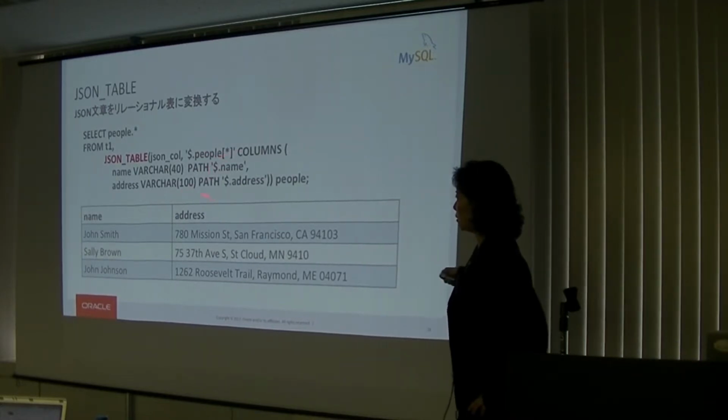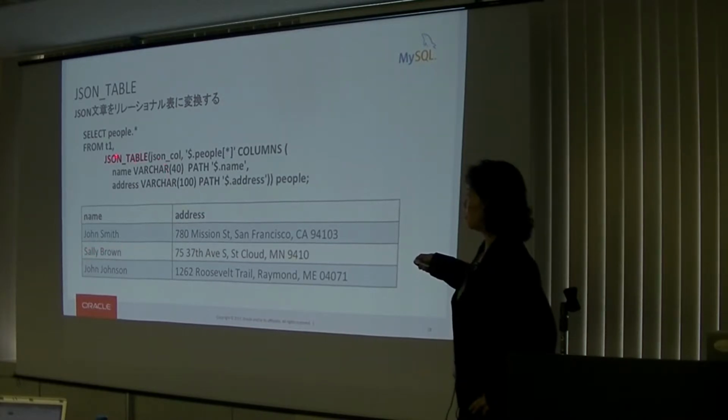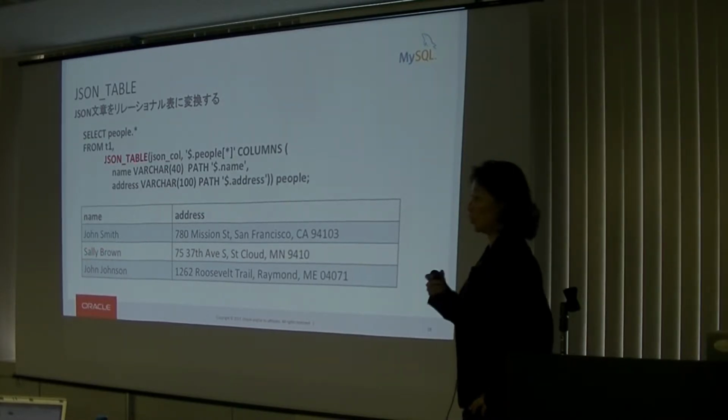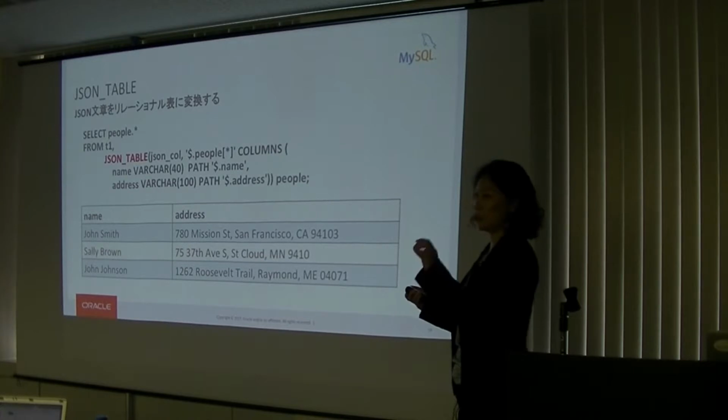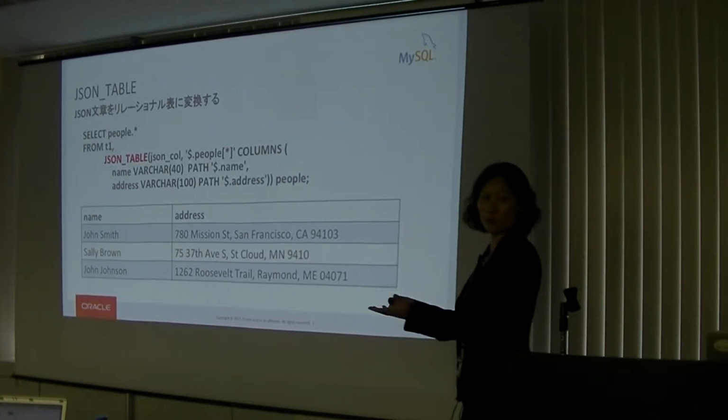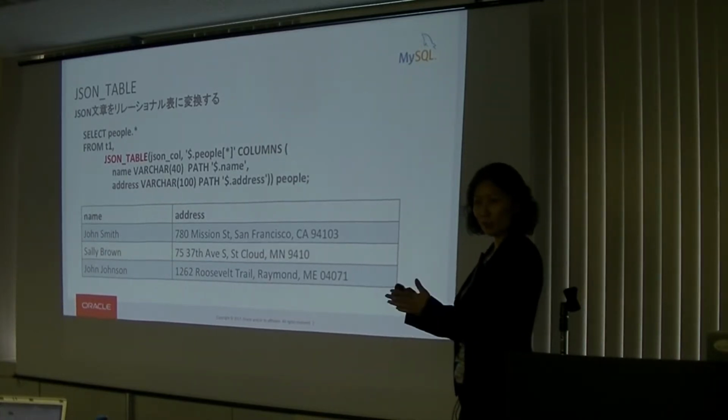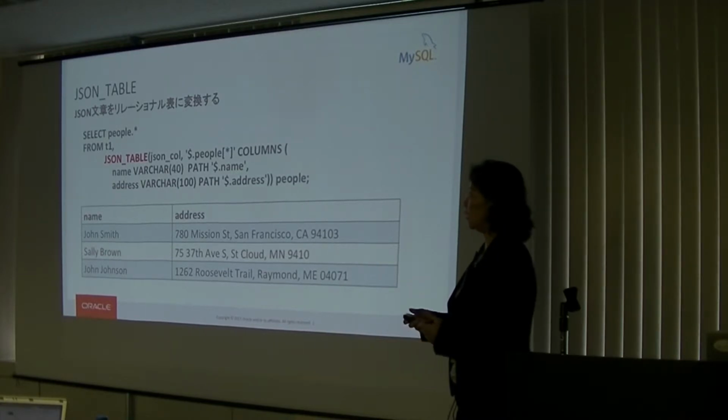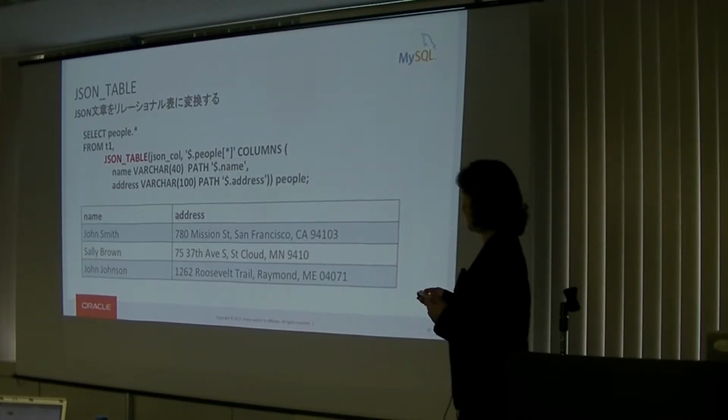And this JSON table will give me exactly this. So JSON table will return a result set, or if you use select into, it will map into a table. Once you map into table, you can use it in your select statements or other statements.